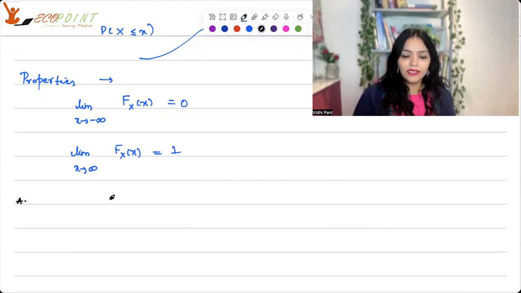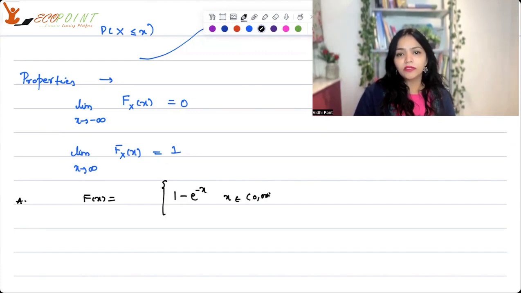So what is option A saying? Option A says F(x) is equal to 1 minus e to the power minus x when x belongs to 0 to infinity, and it's 0 otherwise.